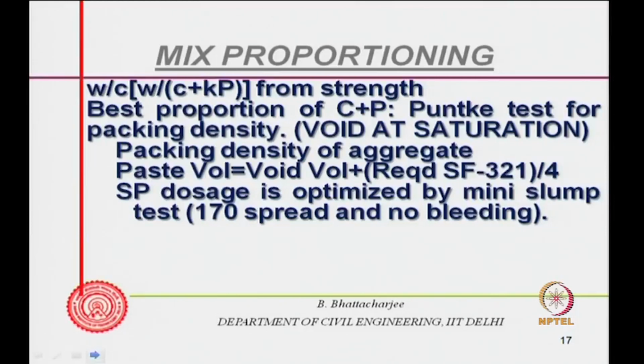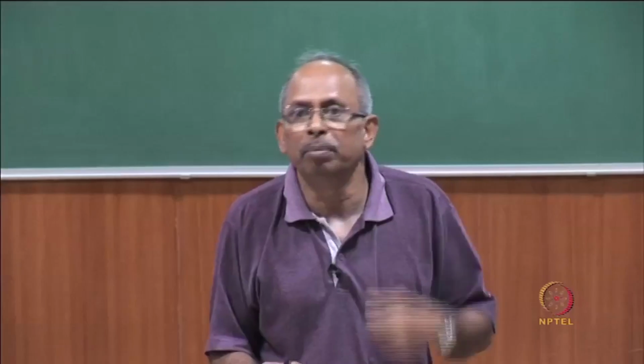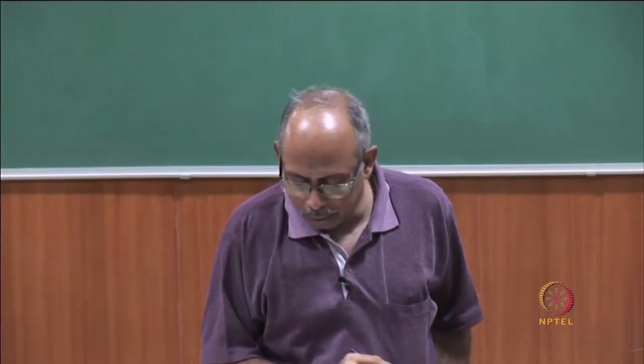Superplasticizer doses are optimized by the mini slump test, which we talked about. So, 170 spread and no bleeding, that is what gives us the superplasticizer dosage. First you find out the compatible superplasticizer, you can do mini slump test or Marsh cone test or whatever you like, as we discussed earlier, and the guideline given is that SP dosage would be for 170 spread. This 170 spread is what they have suggested, but it could be different, but more spread with no bleeding. From this mini slump test you can determine what SP dose is required.